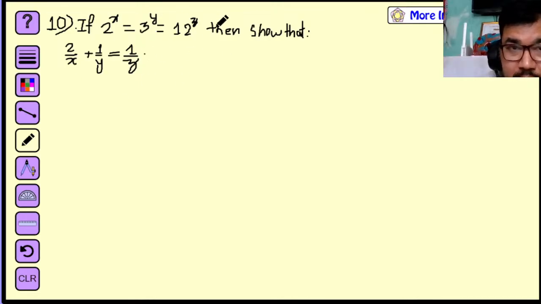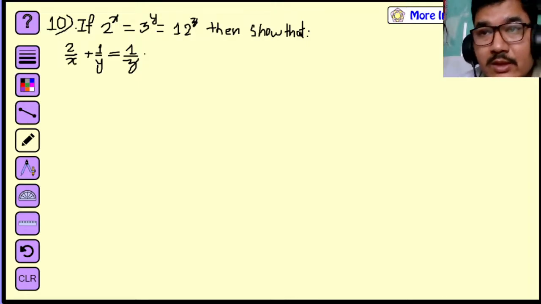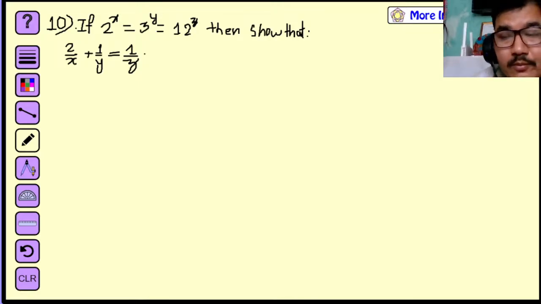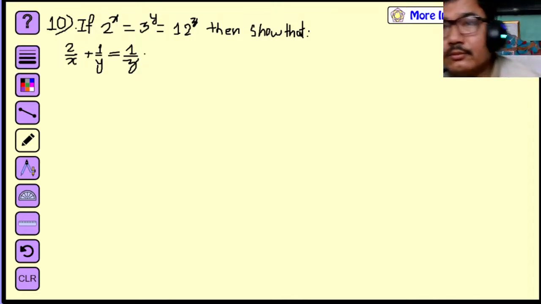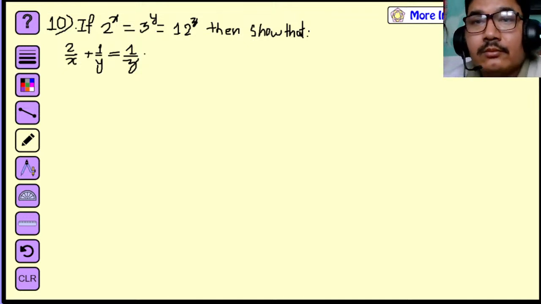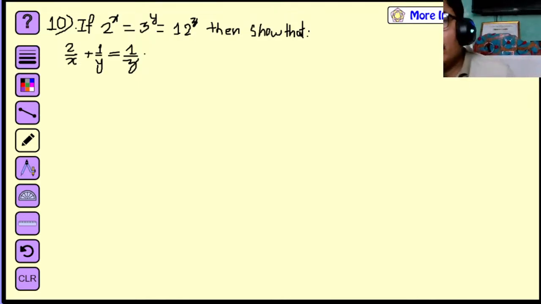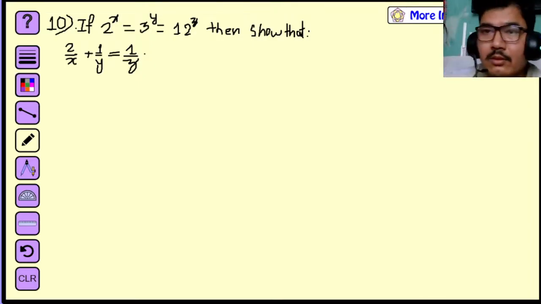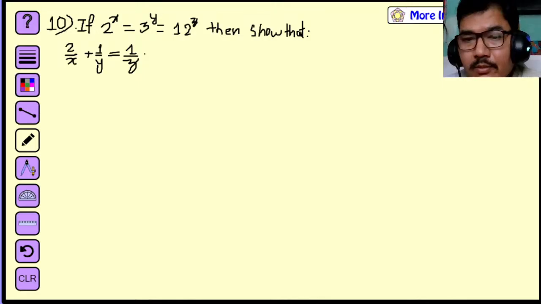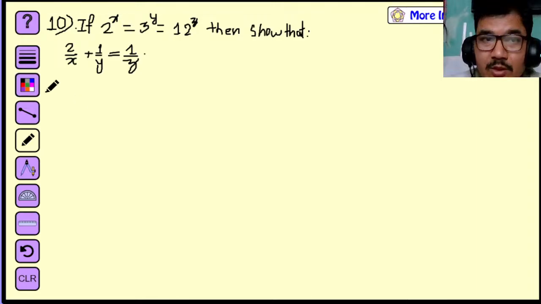Just now we had a question, and similarly we have to solve this also. Let's solve, students, how to solve such type of question. Such questions should be solved like this. First of all, write the given, write a solution.